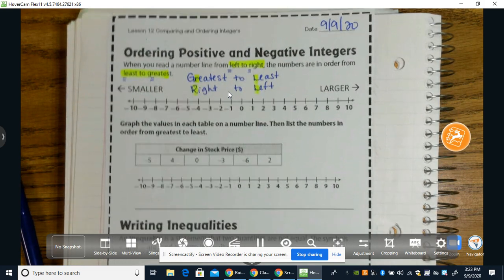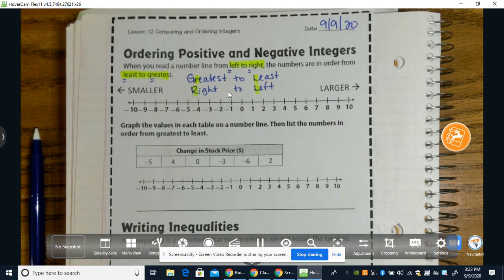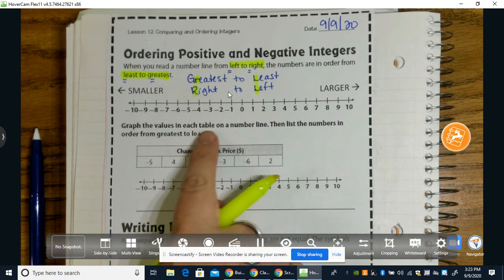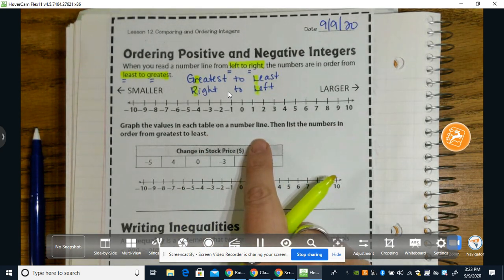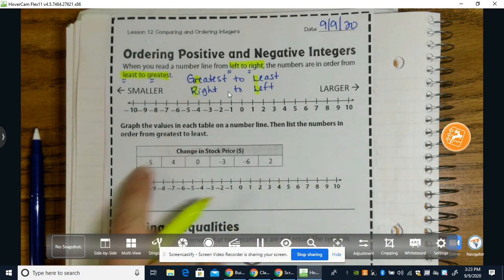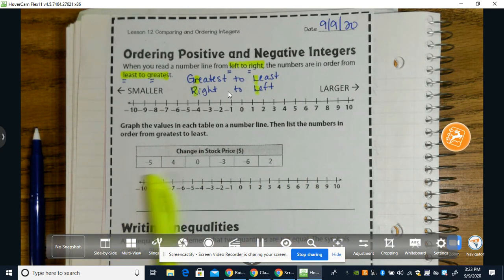All right. So graph the values in each table on the number line. Then list the numbers in order from greatest to least. All right, so we've got change in stock prices. So you have 6 numbers. We have our number line here. We're going to place them here on our number line.